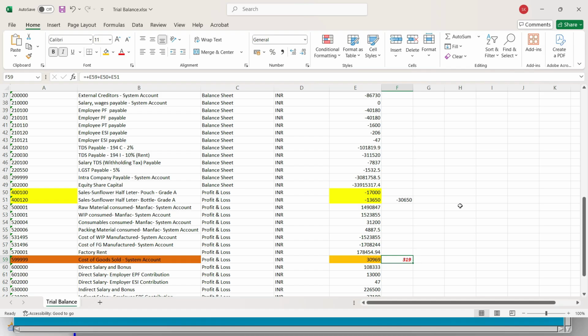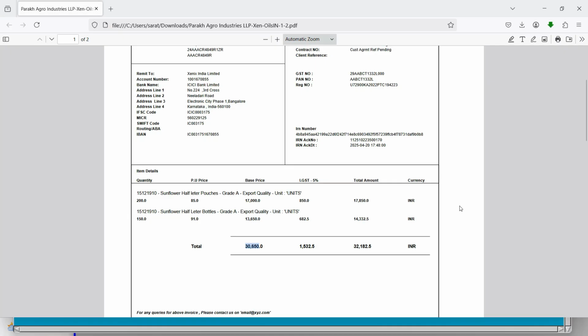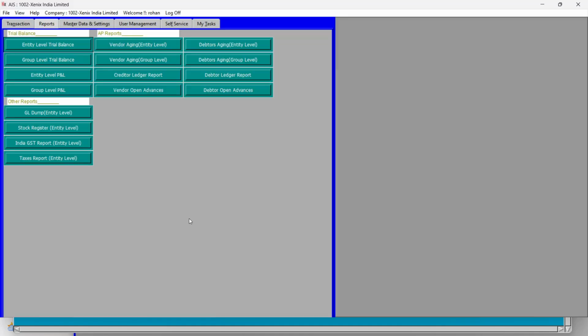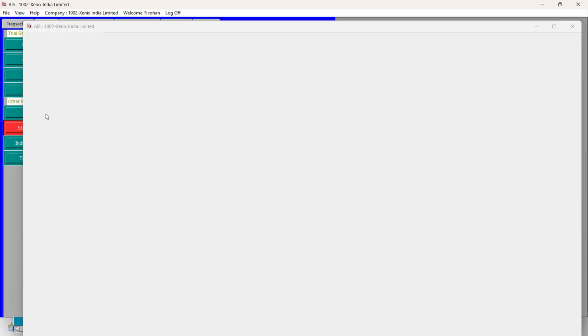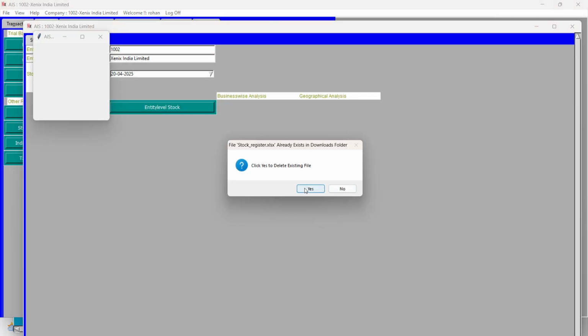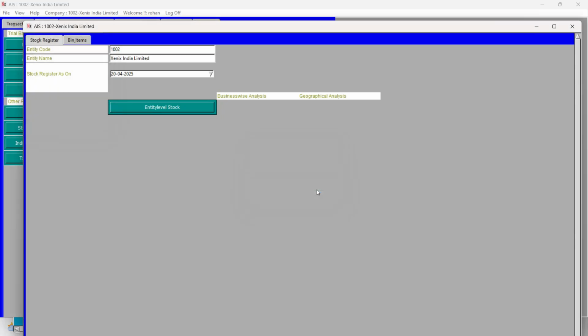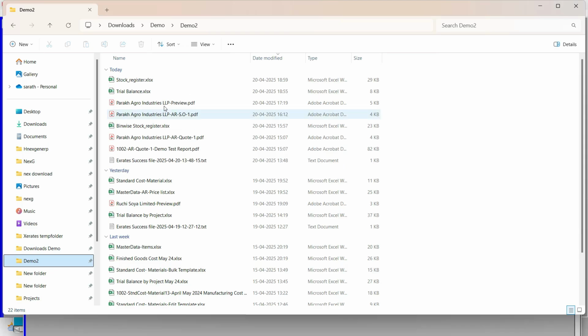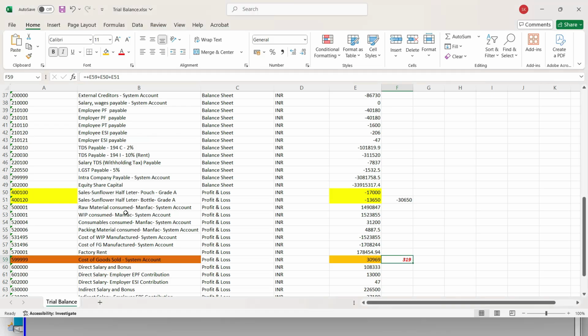So now we want to find which item I have made a loss on, because I have sold two items. One is half liter pouches and the other is half liter bottles. Which item have I made this loss of 319 on? In order to find that, let's go to the stock register and download the stock. It is saying you already have a stock register, so I deleted it and downloaded. So let's go to the download folder. Stock register is generated.